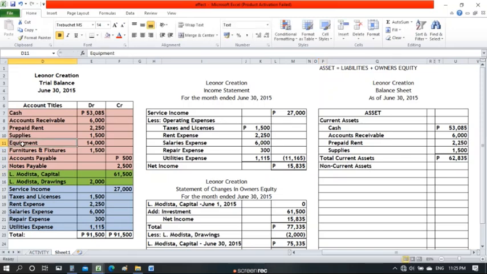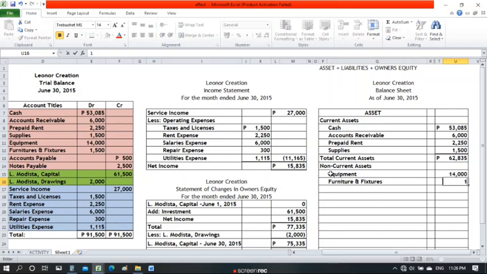So we have the equipment and furnitures and fixtures. Again, it should be written indented. Equipment and then furnitures and fixtures. The amount is 14,000. You don't need to write the peso sign because we are still under the asset section.